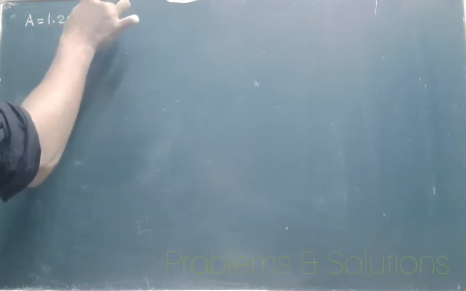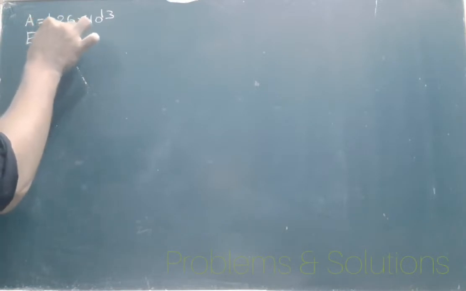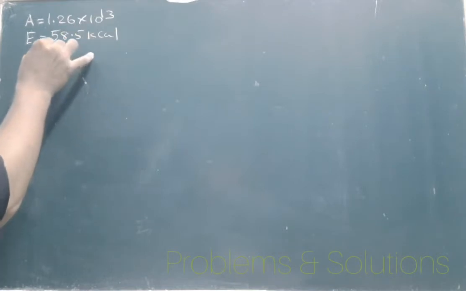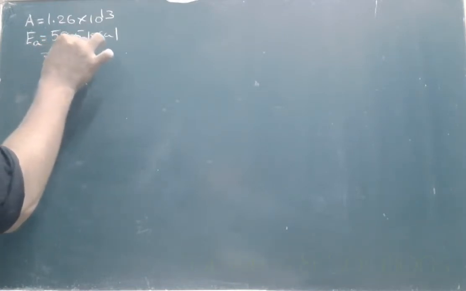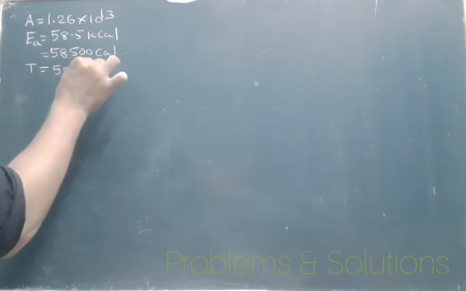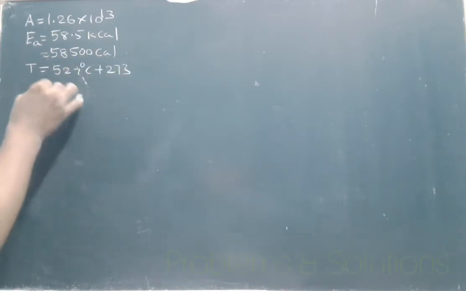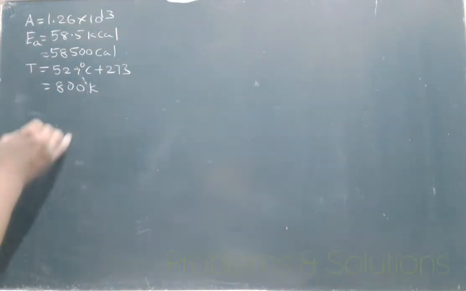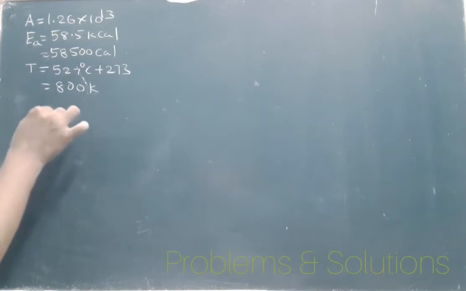According to the question, Arrhenius factor A is equal to 1.26 × 10^13. Activation energy Ea is equal to 58.5 kilocalories. We have to convert this into calories, then the activation energy will be 58,500 calories. The given temperature is 527 degrees centigrade. We have to convert this into the Kelvin scale, that is, the temperature will be 800 kelvins. They ask us to find out T half for the first order kinetics.